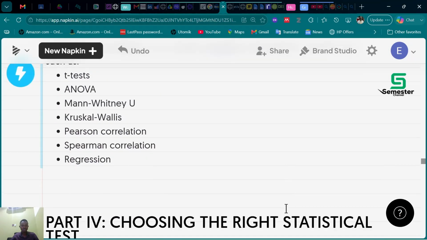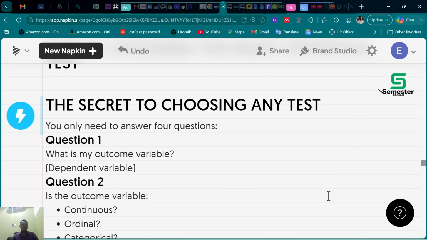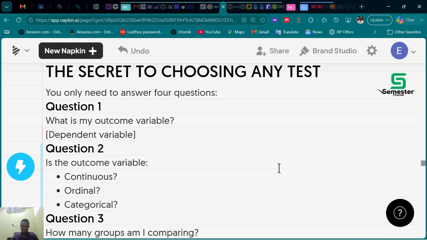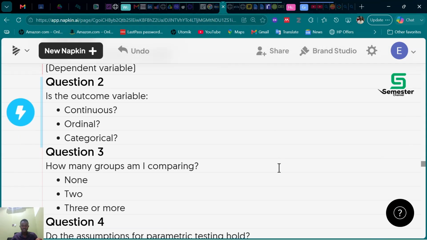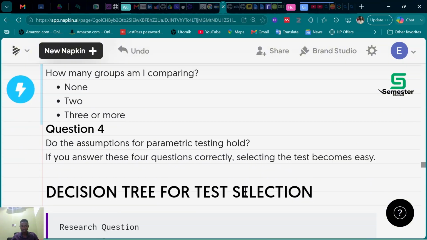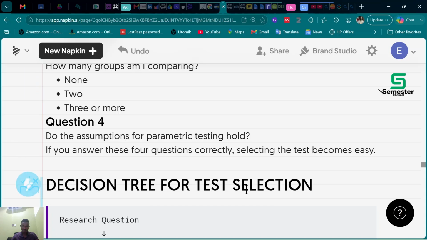Okay, so let's go to the last part. What's the secret in choosing any test? You have to ask yourself 4 questions. What is my outcome variable? That is your dependent variable. Is the outcome variable continuous, ordinal, or categorical? That is going to help you in your selection. How many groups are you comparing? None, 2, 3, or more. Do the assumptions for parametric test hold? If you answer these 4 questions correctly, selecting the test becomes very easy.